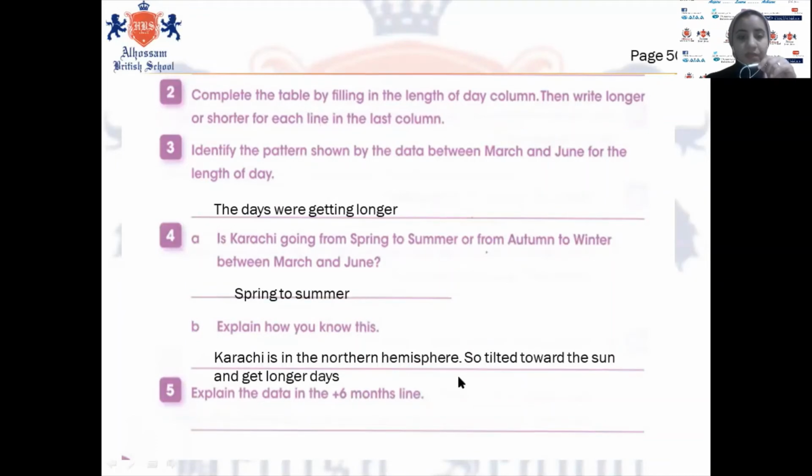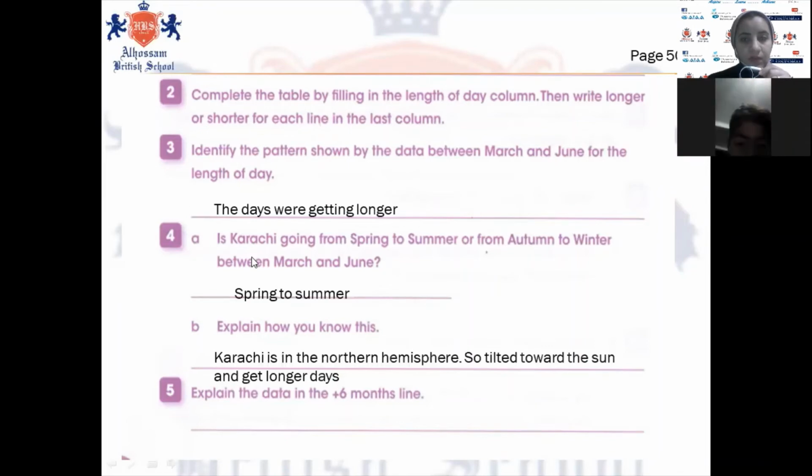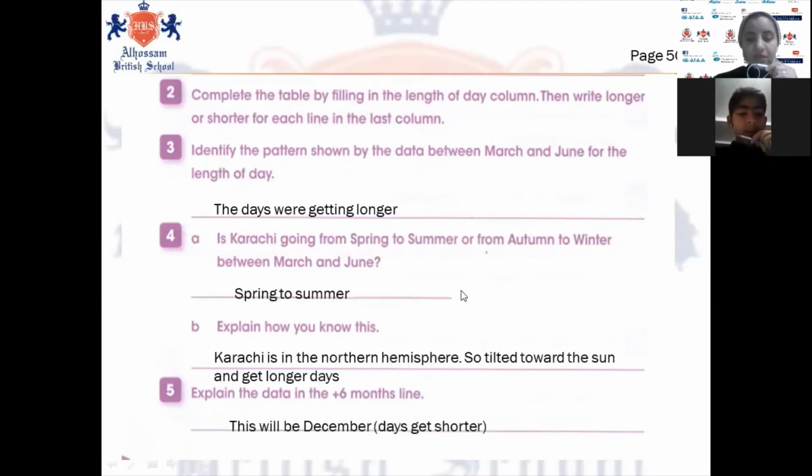Okay. Explain the data in the 6-month line. What happened in the last column, okay? Yes, Muhammad? I don't know. You don't know. Okay. Yes, Yusuf Ibrahim? Explain the data in the last row, 6 months later. It gets shorter. Okay, excellent. It gets shorter, okay, and it will be December or shorter. Excellent.